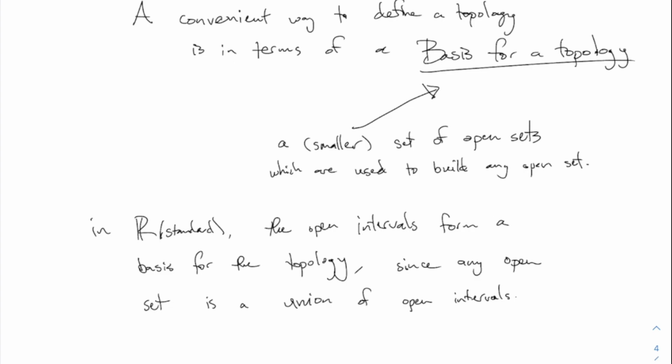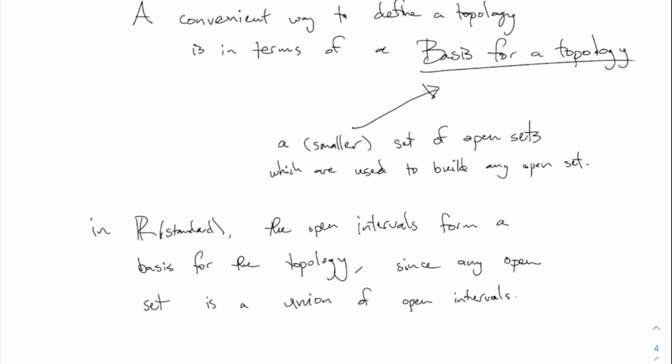This is also like a generating set in algebra, like the set of generators of a group. Not all of the elements of the group are generators, but if you have the generators, you can make any other element of the group by multiplying the generators together. It's a similar idea. Not all the open sets are in the basis, but if you start with the basis open sets, you can make any other open set by combining them together. All right, this is the idea.